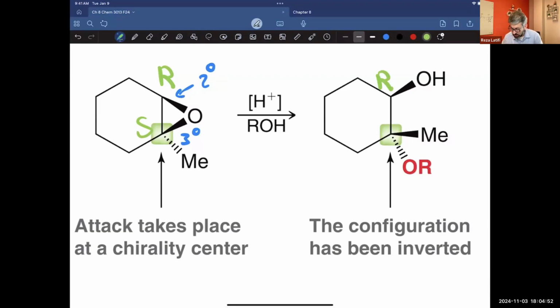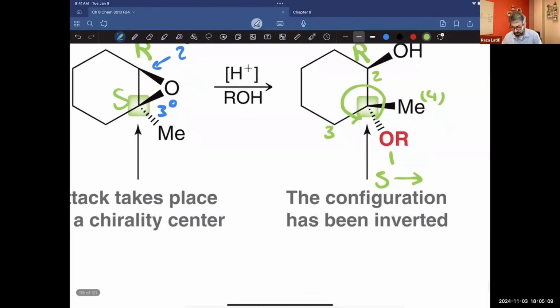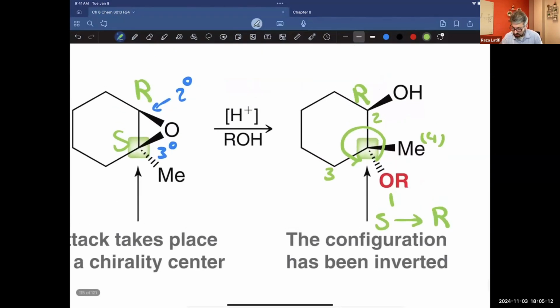But the second one, we're going to have 1. This is going to be 2, and this one will be 3, and that's going to be the 4. So the configuration is supposed to be counterclockwise. It's supposed to be S, but because methyl is pointing to us, it will be R configuration. So what did we get here? We got R configuration. It used to be S configuration, now turned to R configuration.